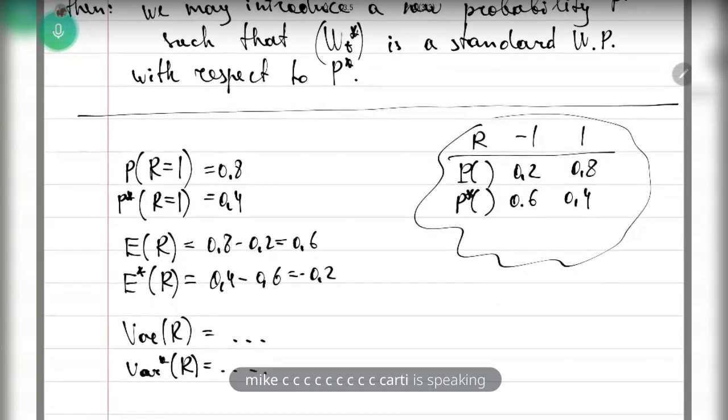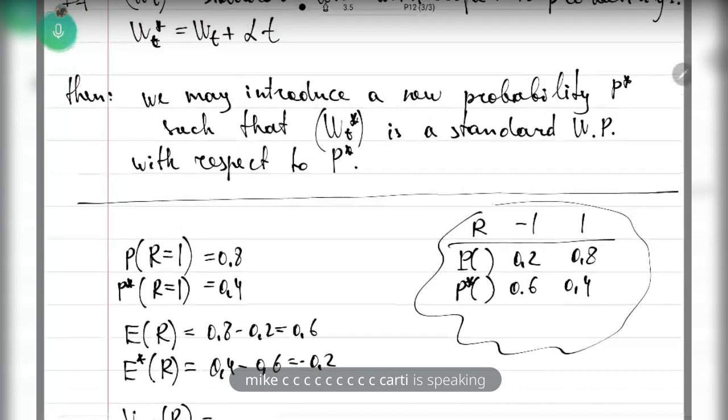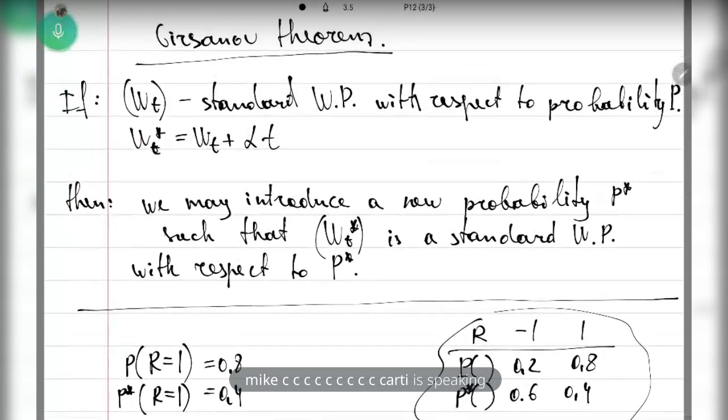Can I ask a question? What does it mean that some Wiener process is a standard Wiener process with respect to some probability? Like with respect to some probability, I can't understand it.